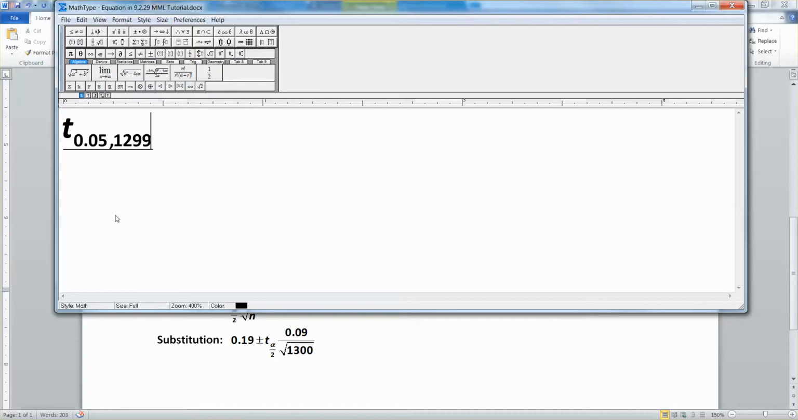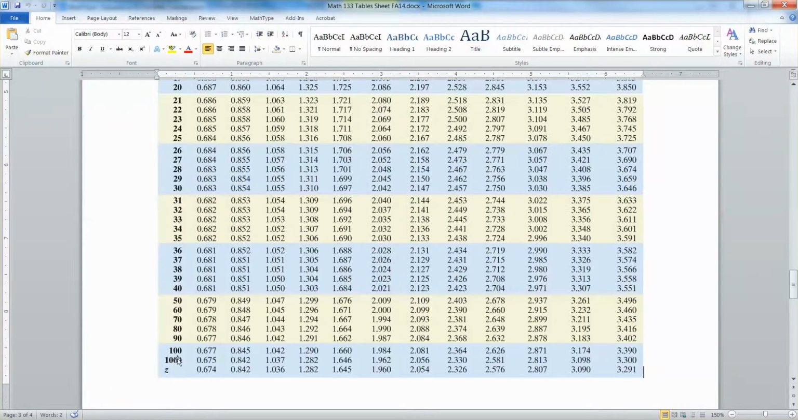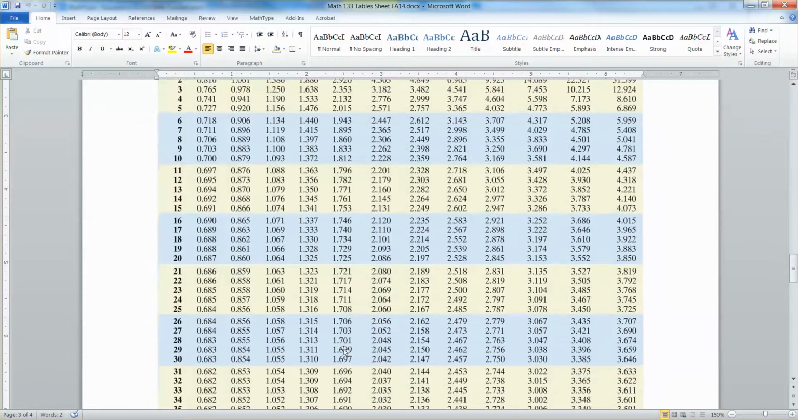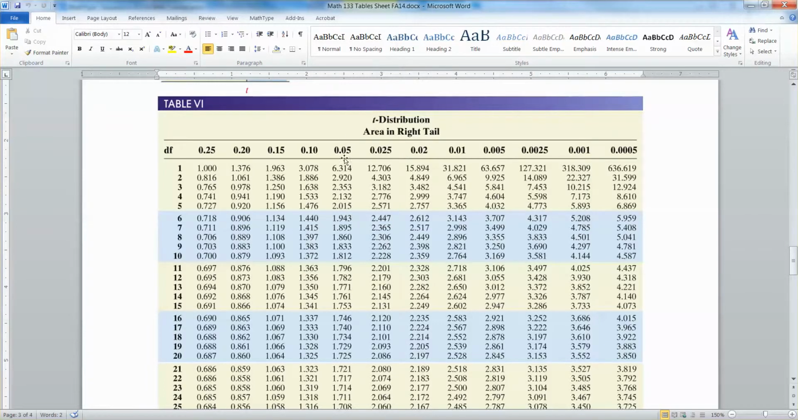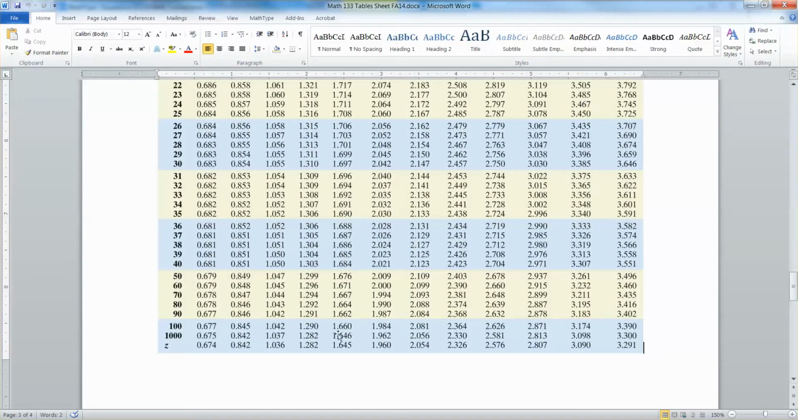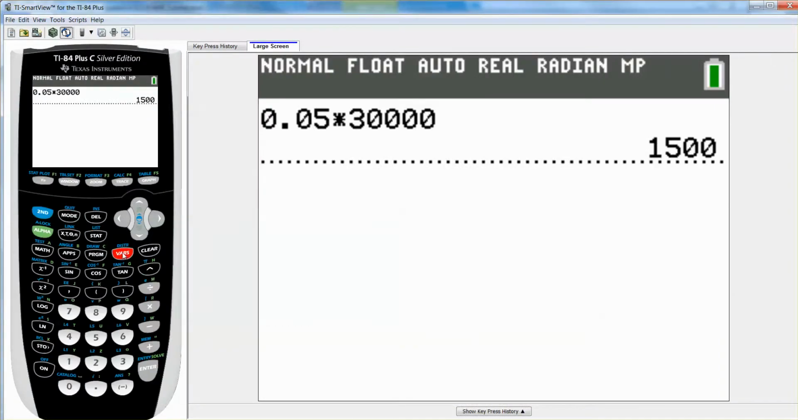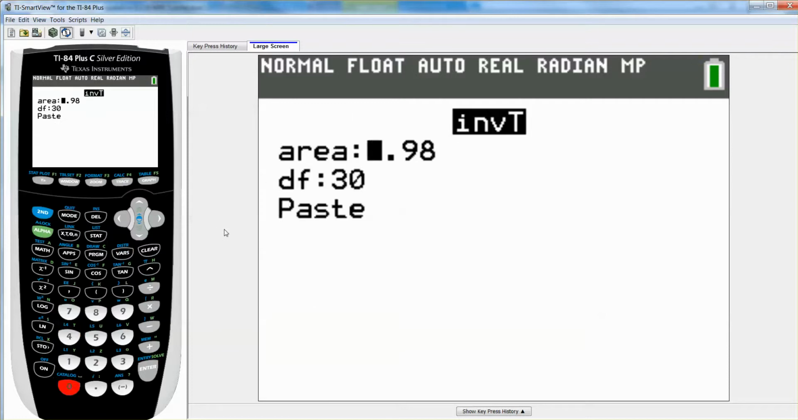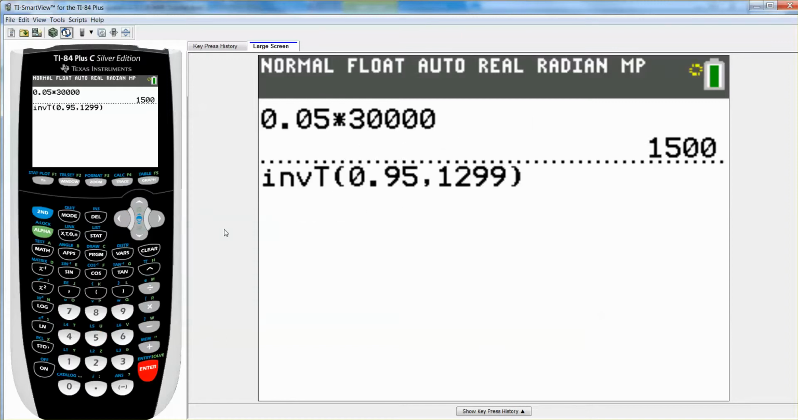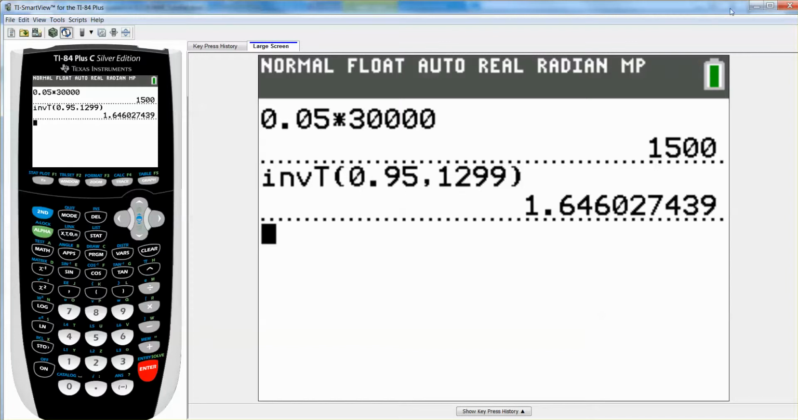To find that, we're going to need a calculator because 1299 is not in our tables. If I go to the T table, the closest I'm going to get is 1,000, which would be, if I go 0.05, 1299 would be 1,000, 1.646. That's probably what I'm going to end up using, but let's see. So if I grab the calculator, I can use inverse T, 0.05. It doesn't really matter. Either 0.05 or 0.95 will work, but 1299 is your degrees of freedom. Yep, see 1.646. There we have it.